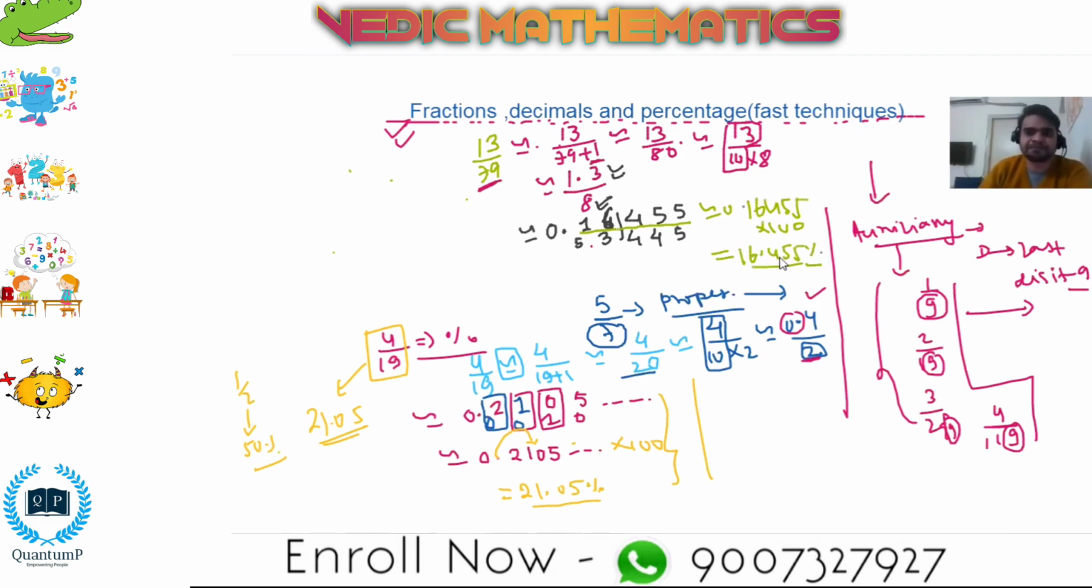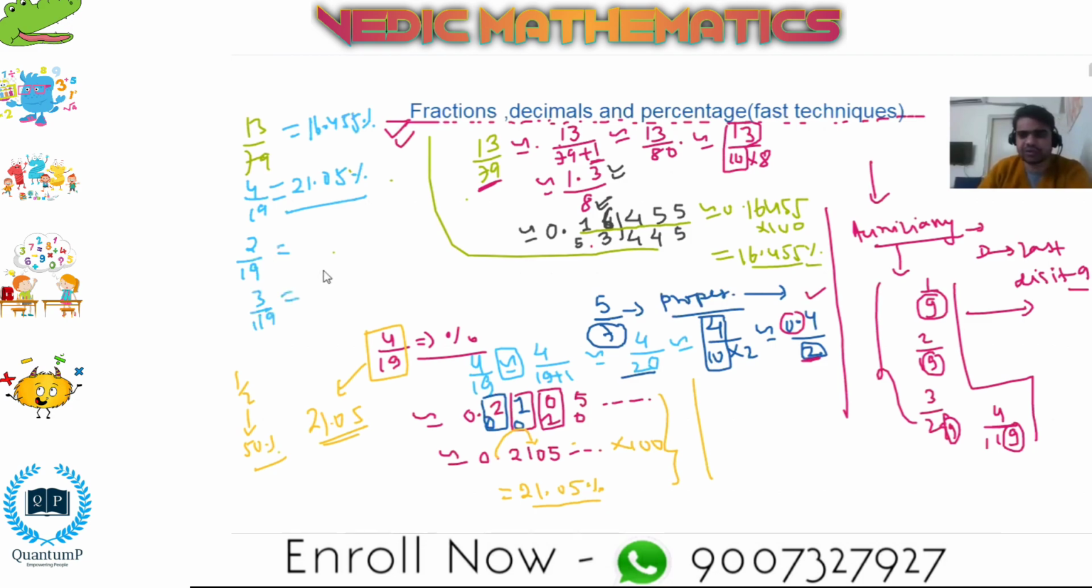Clear, right? That's how you have to do this. So in this table of auxiliary fractions, you can write 13 by 79 is equal to, it's not approximate then, equal to 16.455 percentage. 4 by 19 is equal to 21.05 percentage. In this way, you can find other values like 2 by 19, 3 by 19, whatever value you wish to have, you can find it.